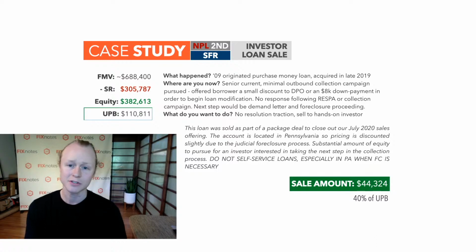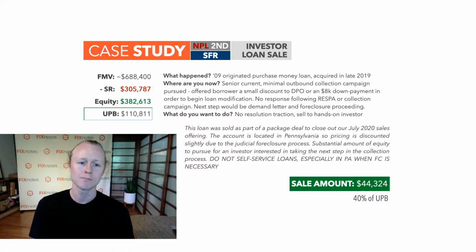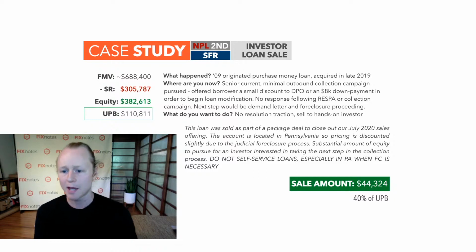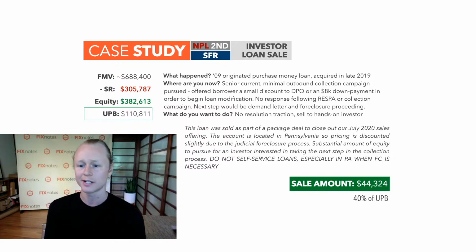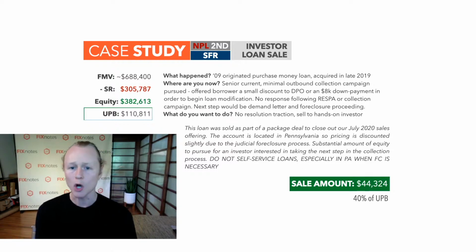This was in Pennsylvania, which is like our backyard, but it's not our business to foreclose on a bunch of accounts. We really want to put those accounts with investors who are much better suited to acquire the homes in those areas. This loan was sold as a package deal, so that's part of why the pricing is what it is. We sold it for 40% of the balance, which would be low as a one-off deal, but this was a large package of assets, so it's definitely going to be a better deal.